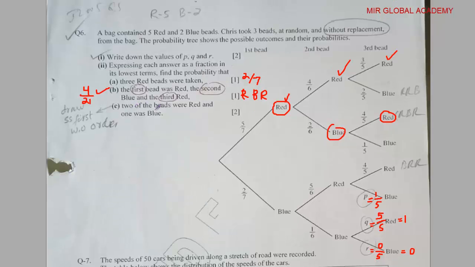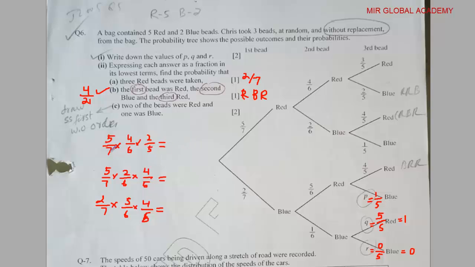2 of the beads were red and 1 was blue. So there is no order fixed here. So we can pick any order in which 2 beads would be red and 1 will be blue. It is 2 red, 1 blue. So we have only 3 options in which 2 are red and 1 is blue. This one and this one. Find the probability of each one and then add all these 3. So these are the workings.